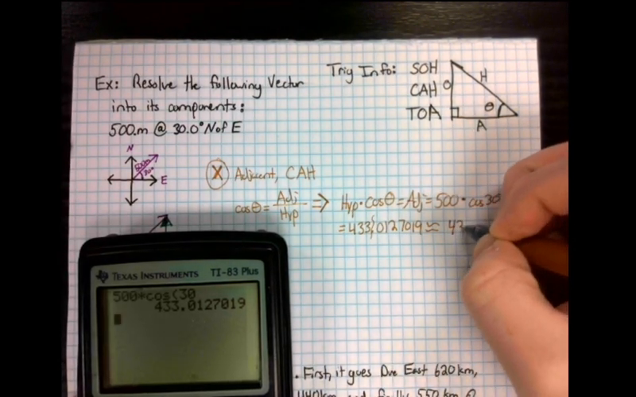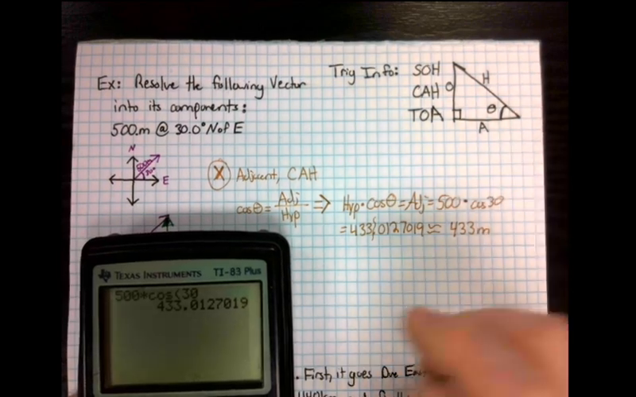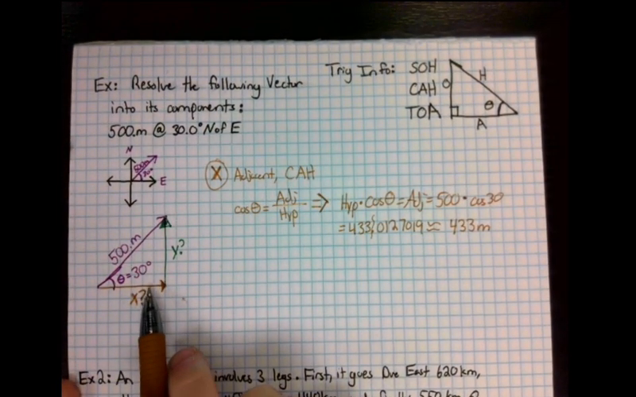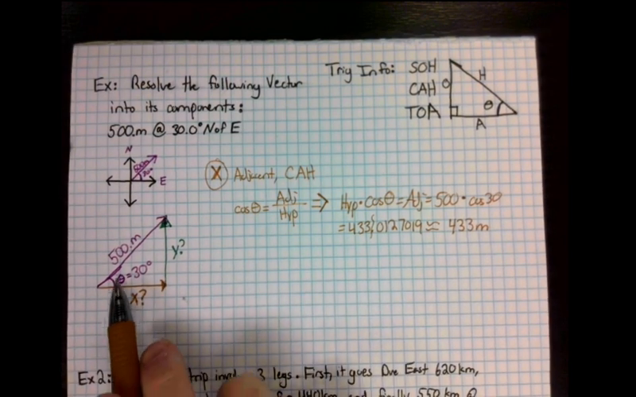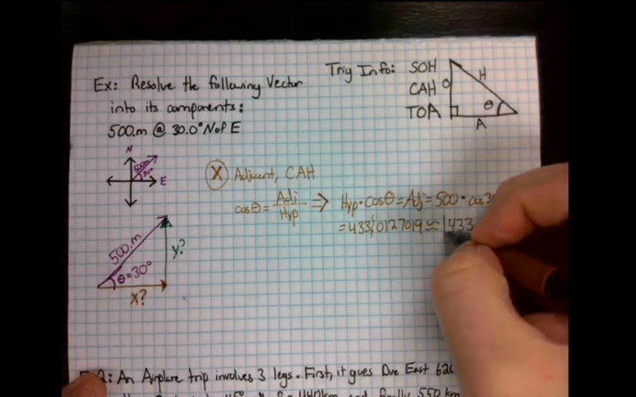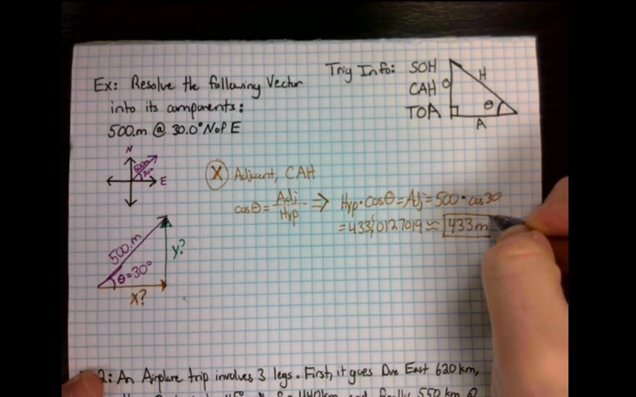Going back to the original question, 500 has 3 sig figs, so we'll cut it off there. So it's 433 meters. And this time it's going to just be positive, because it's going to the right. We don't need to have an angle to describe it, and it's just moving to the right. So that is our x component.